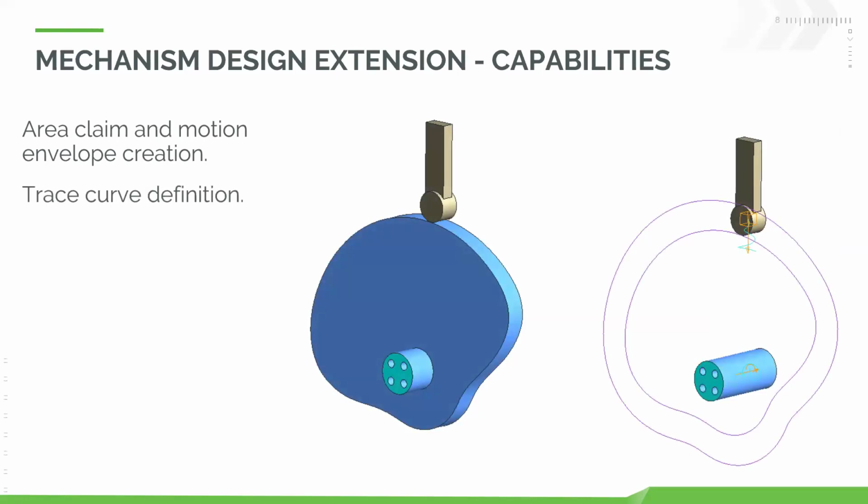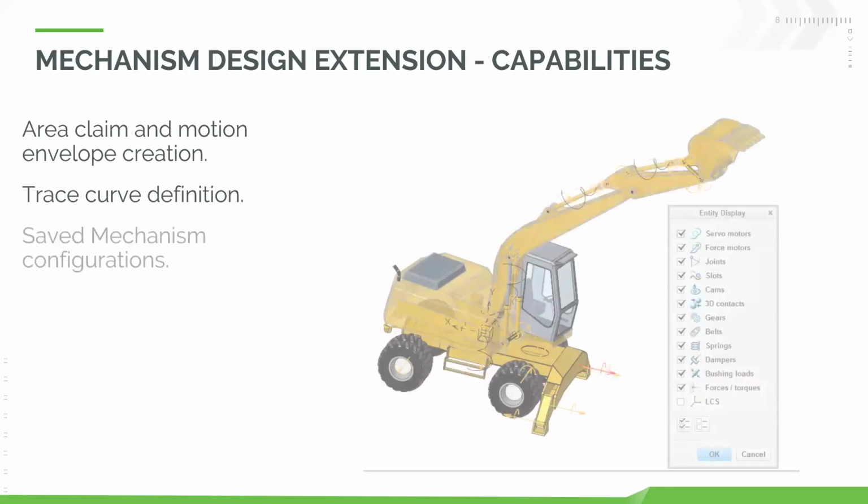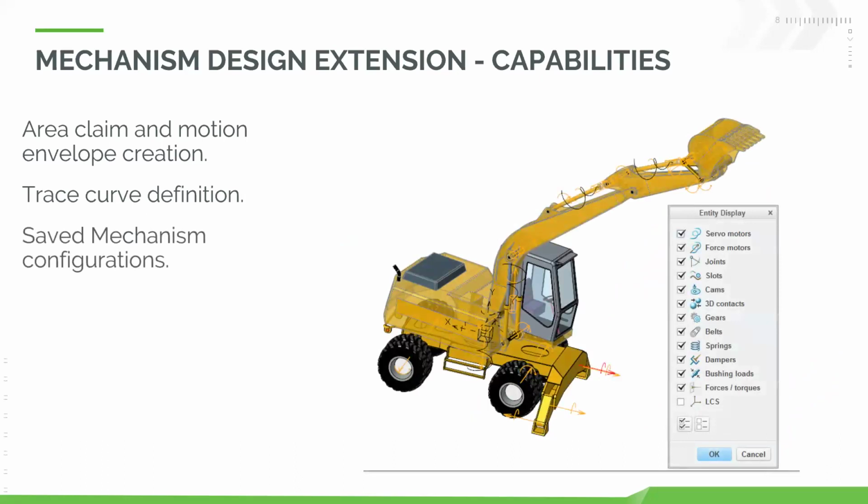Or you want to do trace curves, you see exactly where the path of the movement is, how it's going to move around, turn, spin, slide, what is the limitation of that movement. You're also able to see that today. And then you can save those configurations. You can have all of that information saved within your assembly of your product.